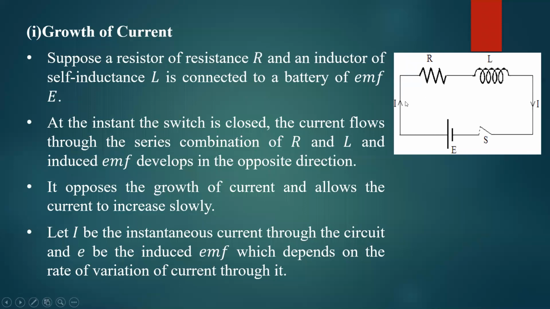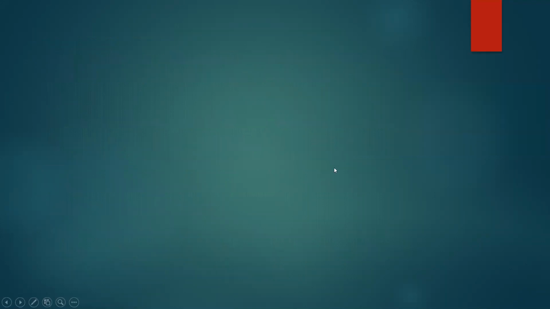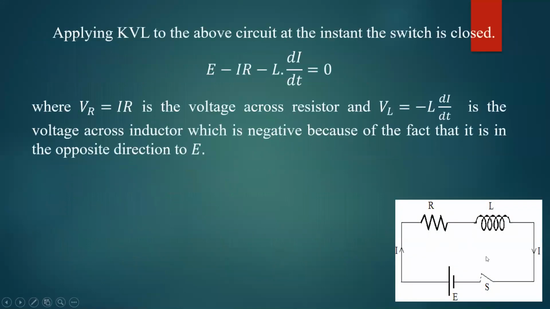How does the current change in the series RLC circuit when the switch is closed? Let us start with the analysis. Let us apply Kirchhoff's voltage law to this circuit. A battery is there, EMF E, and the voltage across the resistor is I into R. Voltage across the inductor is minus L into di by dt. What is di by dt? Di by dt is the variation of current, where minus L into di by dt gives the voltage across the inductor. Already I have discussed that in one of the previous classes.